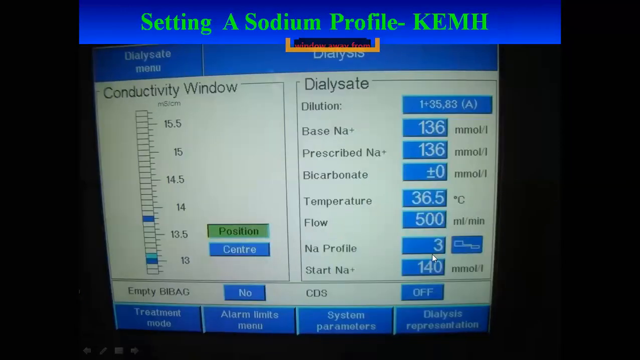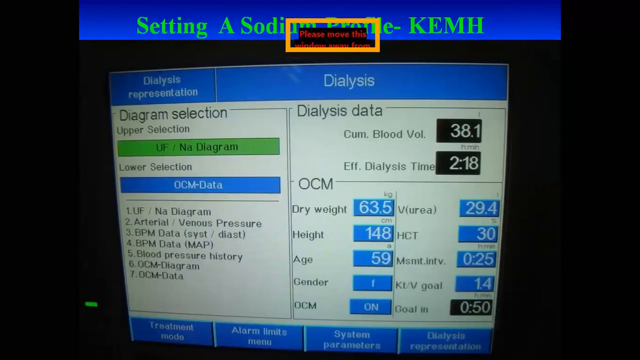And what the machine also allows you is to do a mirror profile of the sodium and ultrafiltration. During the time when the ultrafiltration rate is high, the machine can set a higher dialysate sodium, and when the rate drops, the machine will set a lower than average sodium, less than 136, to remove the additional sodium which has been gained during the rapid phase.